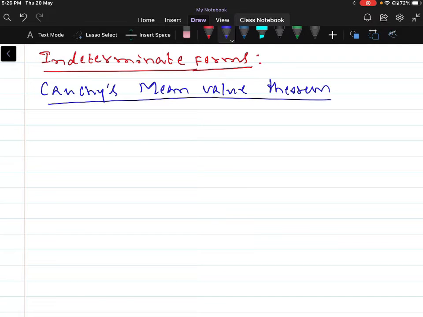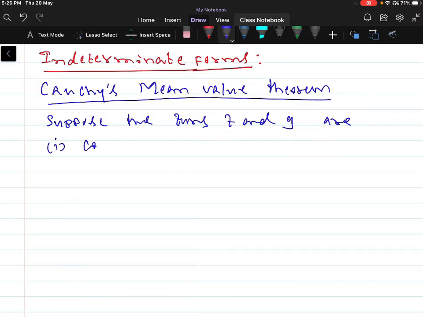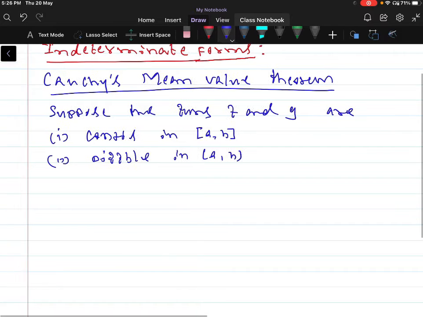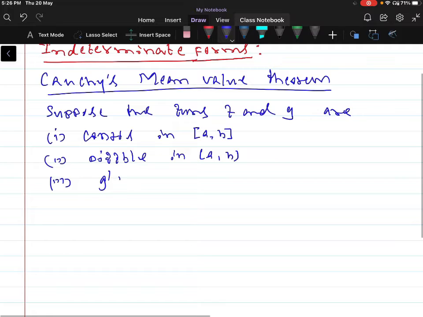It says that suppose the functions f and g are continuous in the closed interval [a, b] and differentiable in the open interval (a, b), and also the condition g dash of x must not be 0 throughout the open interval (a, b).